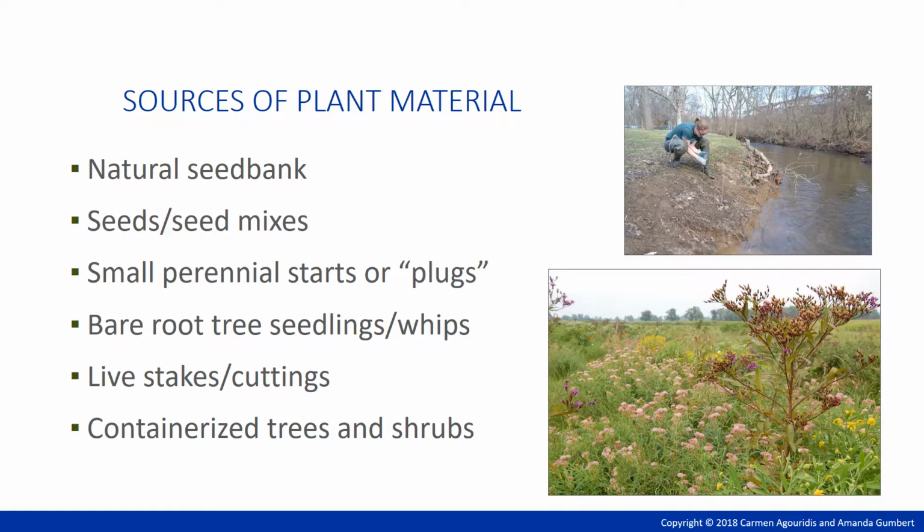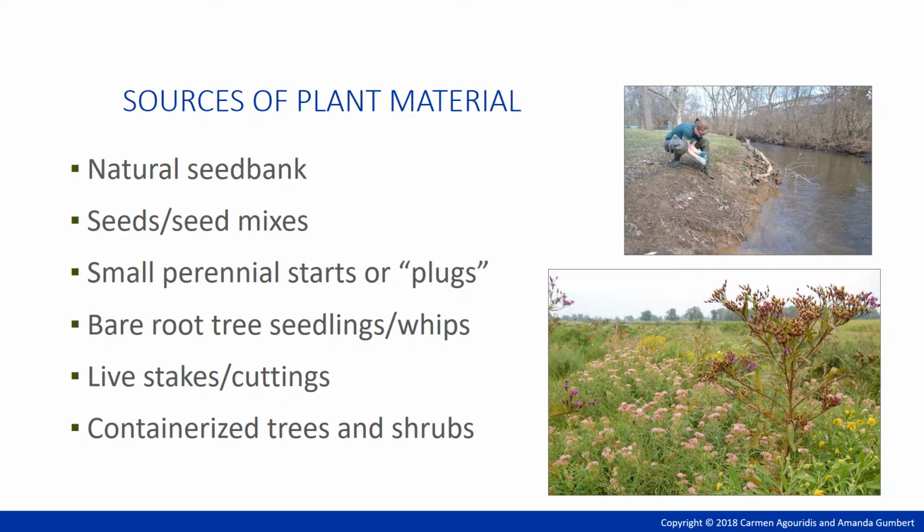Bare root tree seedlings, also called whips, are trees that have been grown in a nursery from seed and are usually 1 to 2 years old. These are sold in mass bundles and are usually inexpensive. These small seedlings are often used in mass plantings or community tree planting events. Live stakes or cuttings are a very inexpensive or often free method for planting willow trees, but special care must be taken in the harvest, handling, and planting of live stakes to ensure survival.